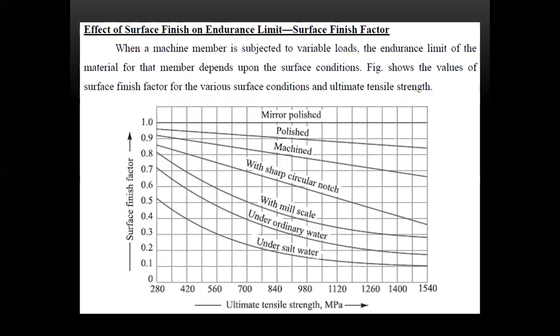Next, if you see the surface finish and endurance limit, based upon the surface finish factor, the various values of surface finish factor for various surface conditions are given against ultimate tensile stresses. So under salt water, under ordinary water, with mill scale, with a sharp circular notch, machined, polished, mirror polished. The mirror polish, see here, is in a straight line, right? So the ultimate strength versus surface finish factor: under salt water, under ordinary water, with mill scale, like this, the variations are changing. Coming to the polished, machined and mirror polished, it is in a straight fashion.